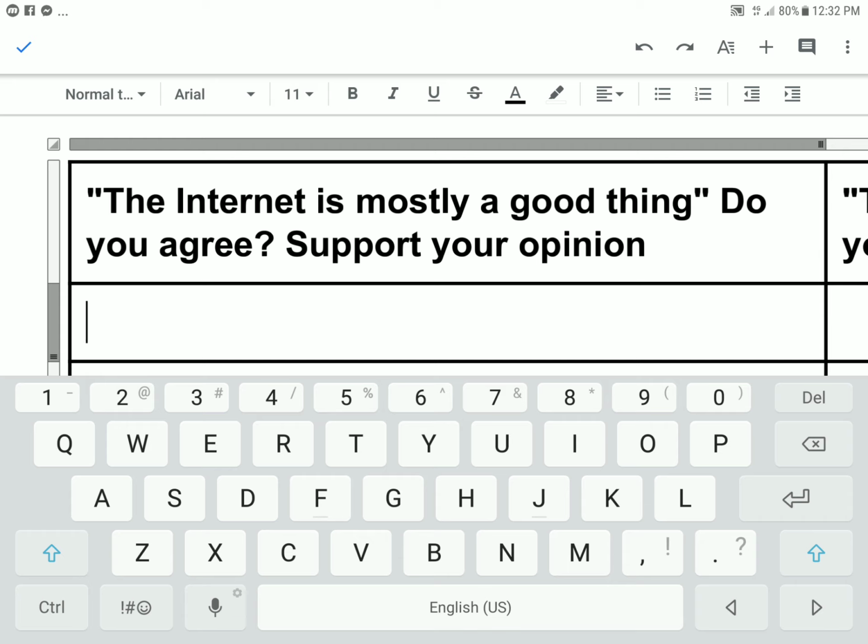The internet is mostly a good thing. Do you agree? Support your opinion. Now, whenever we come across questions like this, we either agree or disagree. And our decision does not base on our feelings. It is actually based on which side gives us more points. Because most people would agree.